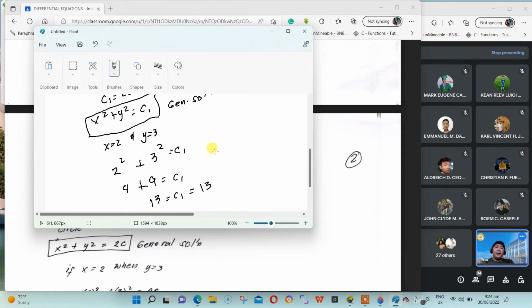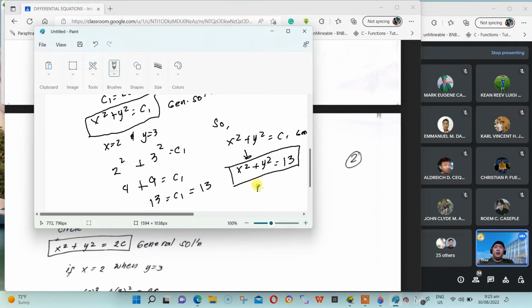Then we could say your general solution x squared plus y squared equals c sub 1 becomes the particular solution x squared plus y squared equals 13. Okay?